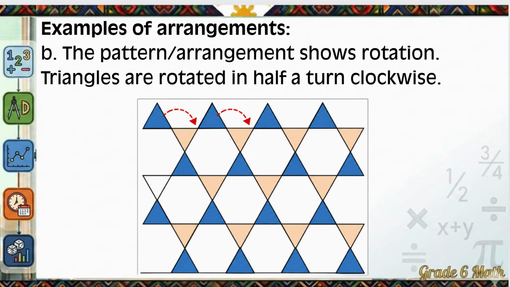What do the arrows mean? The red curved arrows in the picture show the direction of rotation. They show that the triangle is being turned clockwise, to the right. After the turn, the triangle changes its orientation.